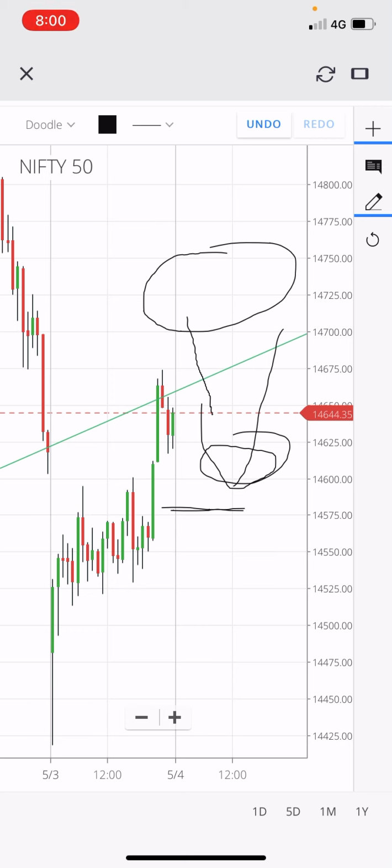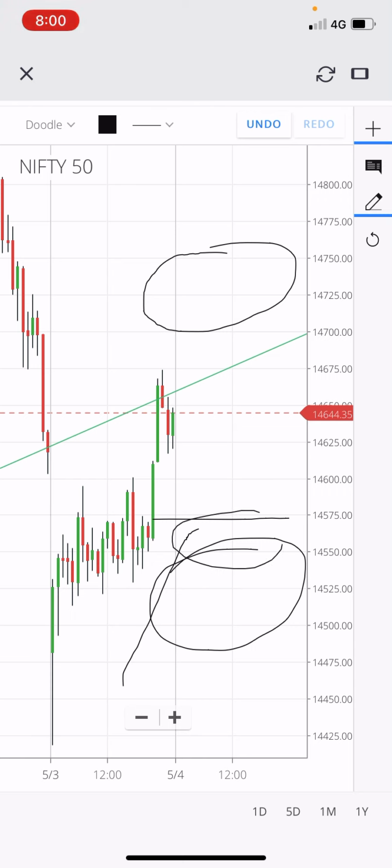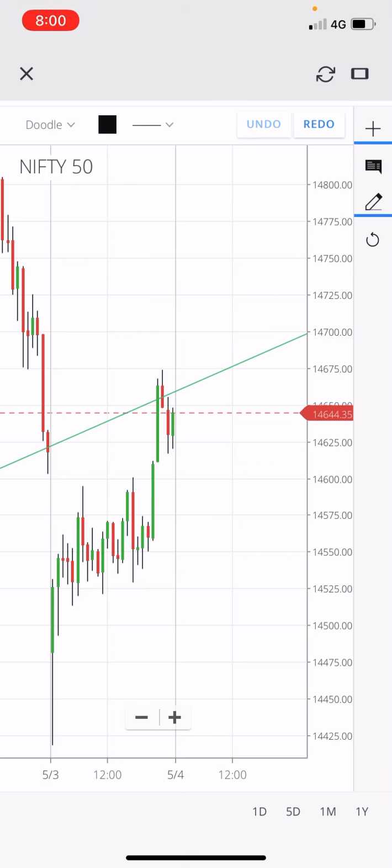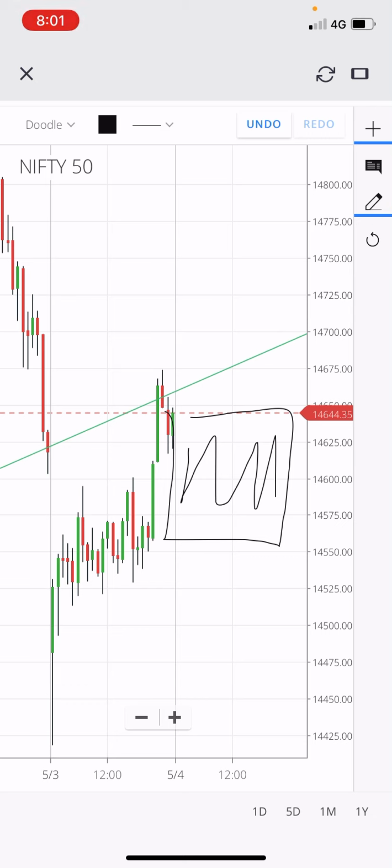But what if the market opens gap down? If the market opens gap down below this area, then I will wait for the market to go up and I will short from this area with a proper stop loss of 14,600. If it opens flat around this area, I will avoid trading for some time. I will wait, let the market form a structure, then I will decide whether I should go long or short the market.